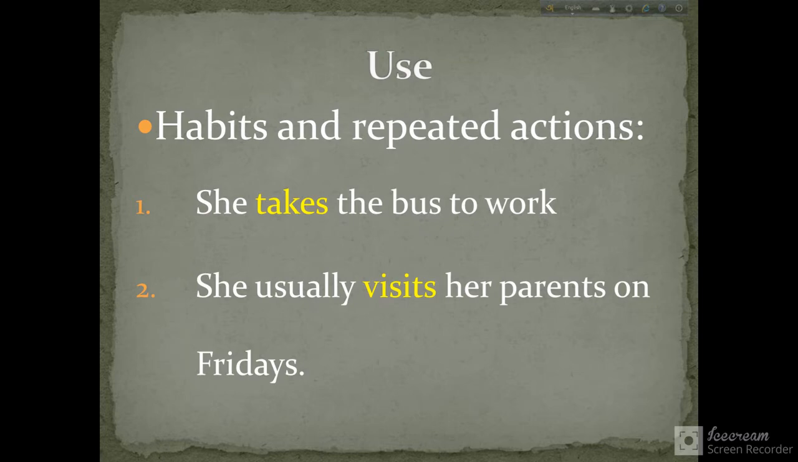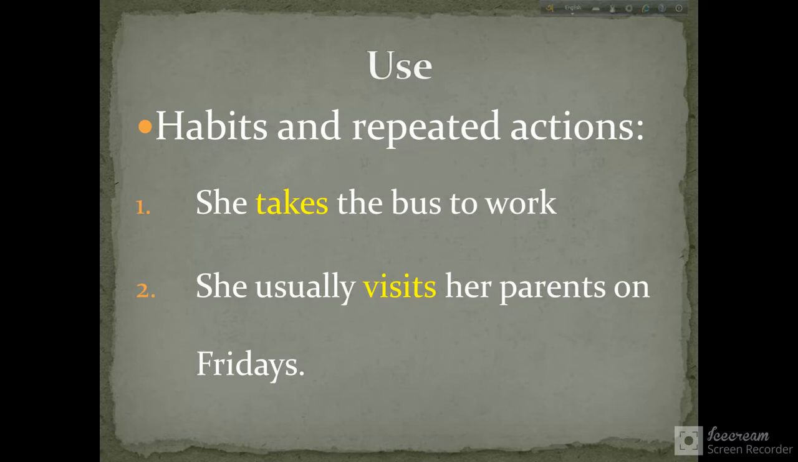In the third rule, we may know that, friends, the habits and the repeated actions are of simple present tense. Habits are those things we do regularly. And the repeated actions are the verbs which are done repeatedly but not regularly. It's not a must that it will be regular.